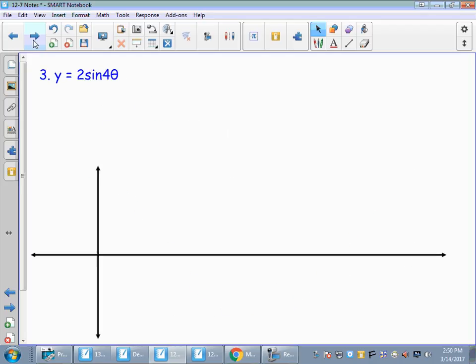Next example, I'm going to do both the horizontal and the vertical. So the 2 out in front is our amplitude. A is equal to 2. The period is calculated by taking 360 degrees, dividing by 4, and that's 90 degrees.